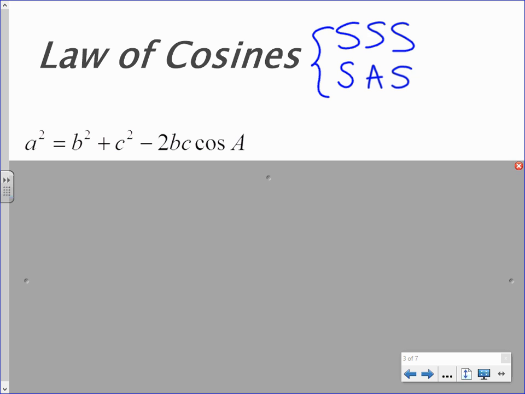Okay? Here is the law of cosines. This may look familiar to you because you did see it in Honors Algebra 2, or for some of you, Algebra 3, if that's the route that you took.